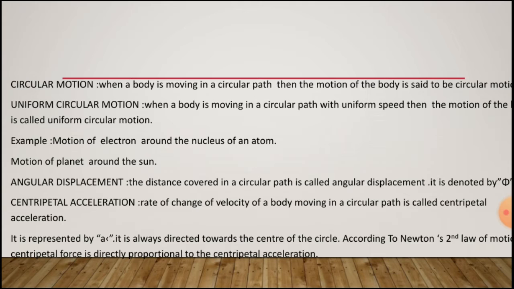Circular motion. When a body is moving in a circular path, then the motion of the body is said to be circular motion. The movement of a fan is an example of circular motion.